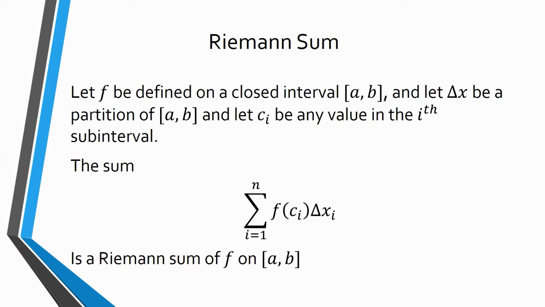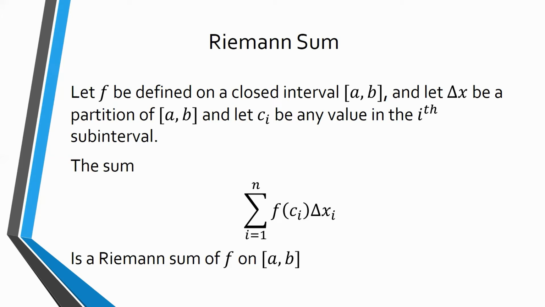Let a function f be defined on a closed interval from a to b, and let delta x be a partition of a comma b. Let ci be any value in the ith subinterval. The sum from i equal 1 to n, f of ci multiplied times delta xi is a Riemann sum of f on a to b.